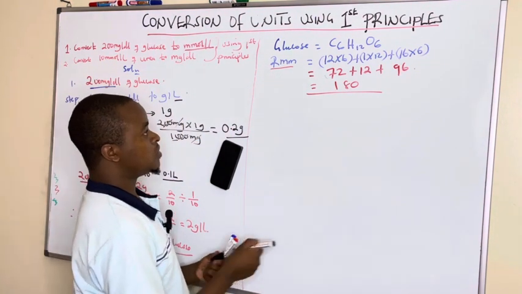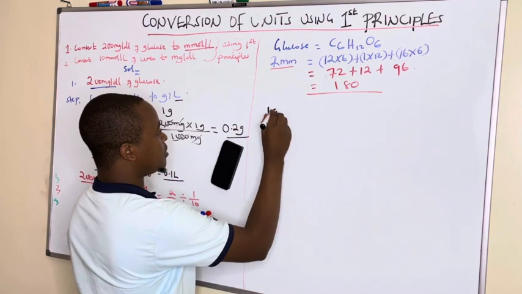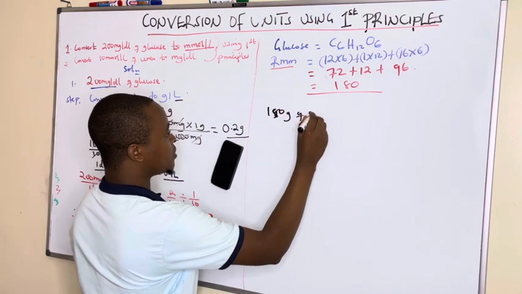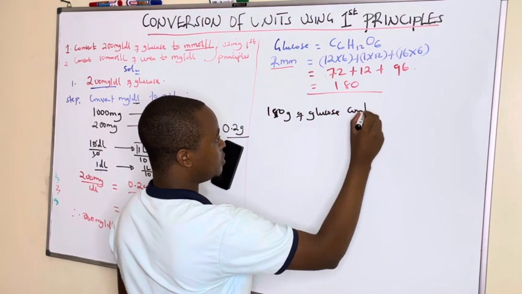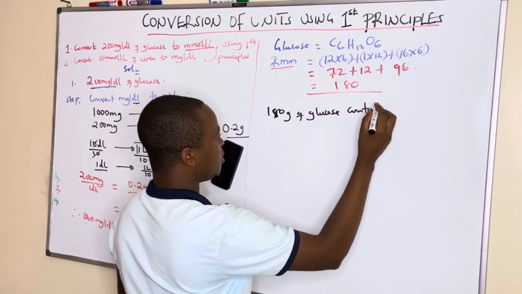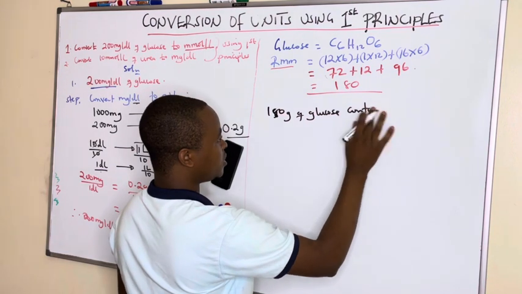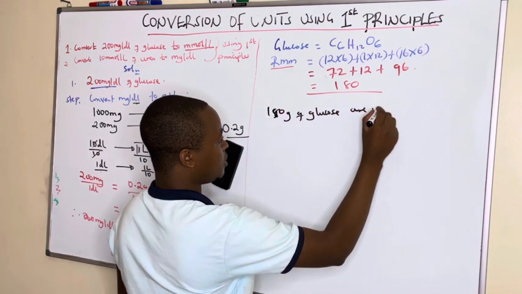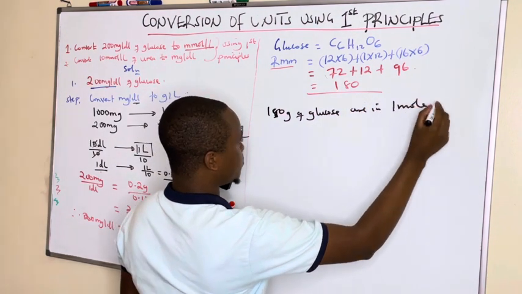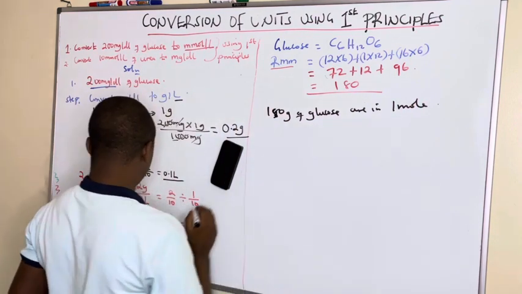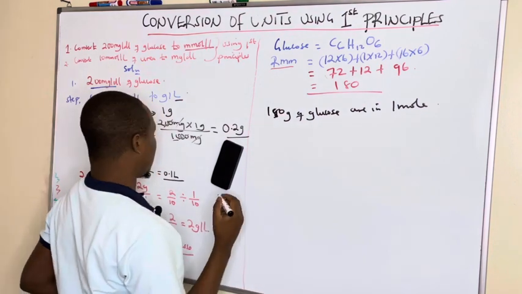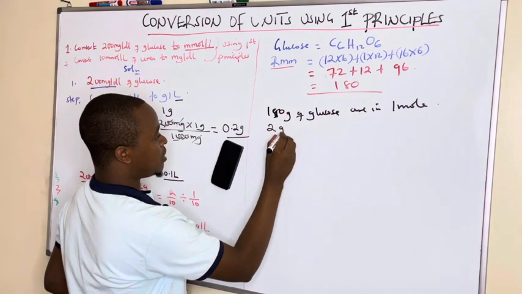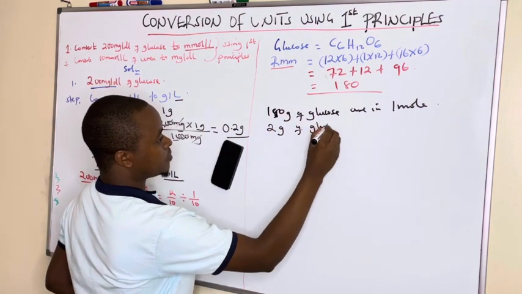So if 180 grams of glucose are contained in 1 mole, what about the 2 grams? Because mole means per liter. What about 2 grams of glucose?